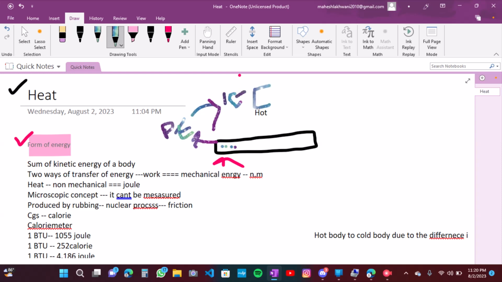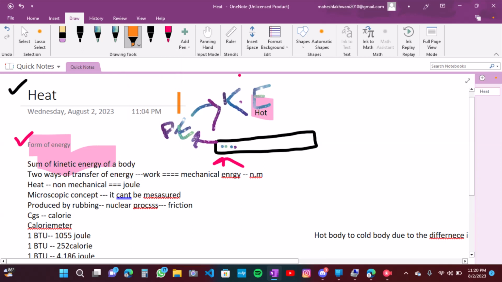It is converted into kinetic energy, and soon this whole body becomes hot, right? So the sum of kinetic energy of a body is known as heat. Right, the sum of kinetic energy of the whole body is known as heat.